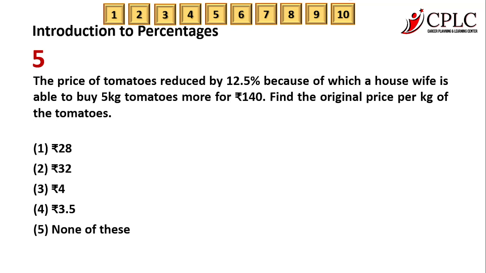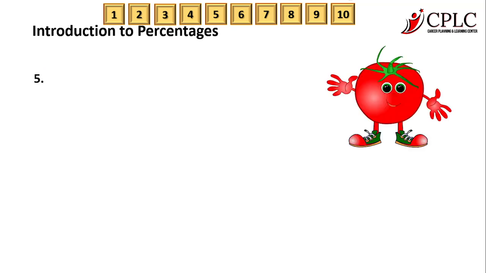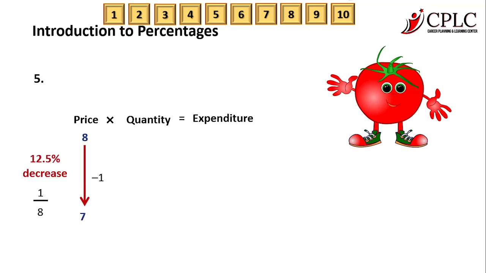Here a lot of people make a mistake if you are not careful while reading this. They think that they are getting 5 kilos of tomatoes for 140 rupees, which is not the case. She's getting 5 kilos more than what she got earlier in the same 140 rupees, because the price has gone down by 12.5%. So we'll have to incorporate that. 12.5%, let's use the fraction, which is 1 by 8. So we can say the older price was 8 and the new price is decreased by 1. If 8 is decreased by 1, it becomes 7.